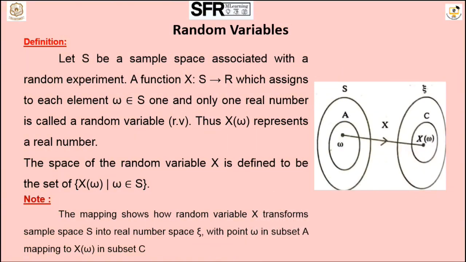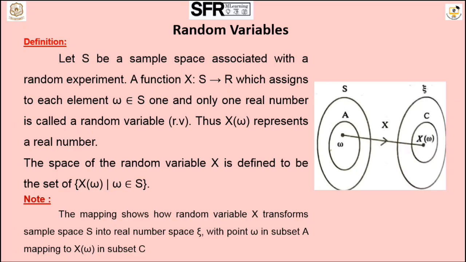The definition of a random variable. Let S be a sample space associated with the random experiment. A function X from S to R which assigns to each element omega belonging to S one and only one real number is called the random variable. Thus X of omega represents a real number. So when we have an event of an outcome, we will find 0 or 1 as a single real number as a variable. The sample space of a random variable X is defined to be the set of X of omega such that omega belongs to S.